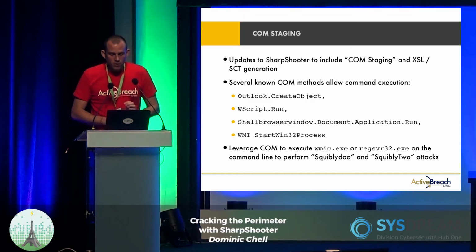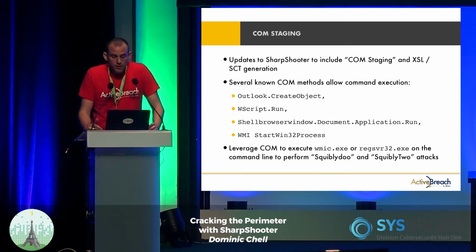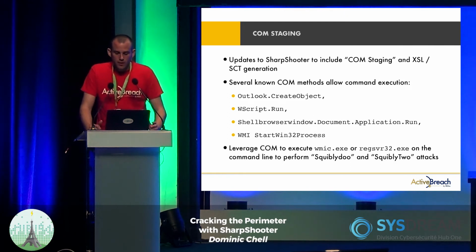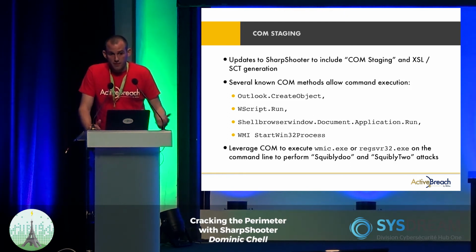With this in mind, what I started to do was incorporate some updates into SharpShooter that used the various Squiblydoo attacks. So not just Squiblytwo, but also the original Squiblydoo attack, which uses the regsvr32 binary with an SCT file. To do this, I coined the phrase COM staging. Essentially, there are several known COM methods that allow you to run an execution cradle on Windows, and that are accessible to anything that can access COM, something like the Windows Script Host.